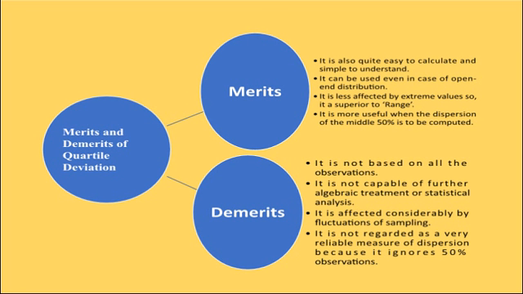Now the demerits of quartile deviation are: it is not based on all the observations. Next, it is not capable of further algebraic treatment or statistical analysis. Third, it is affected considerably by fluctuations of sampling. Last, it is not regarded as a very reliable measure of dispersion because it ignores 50% of observations.